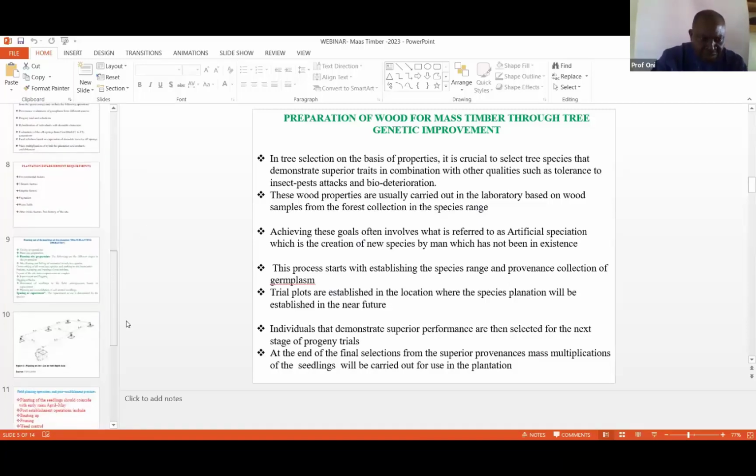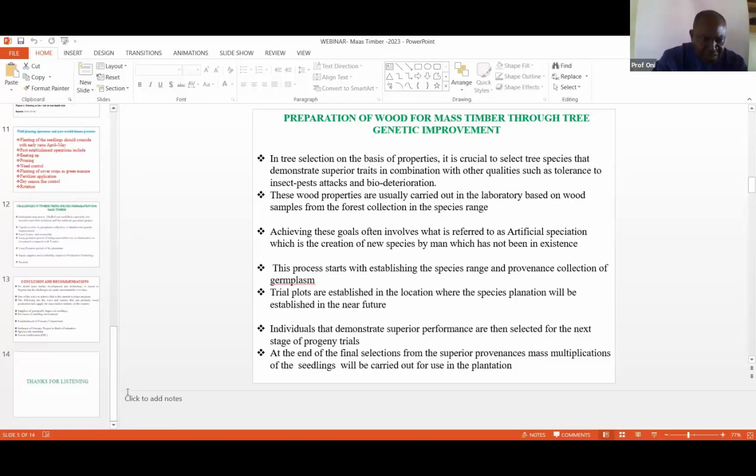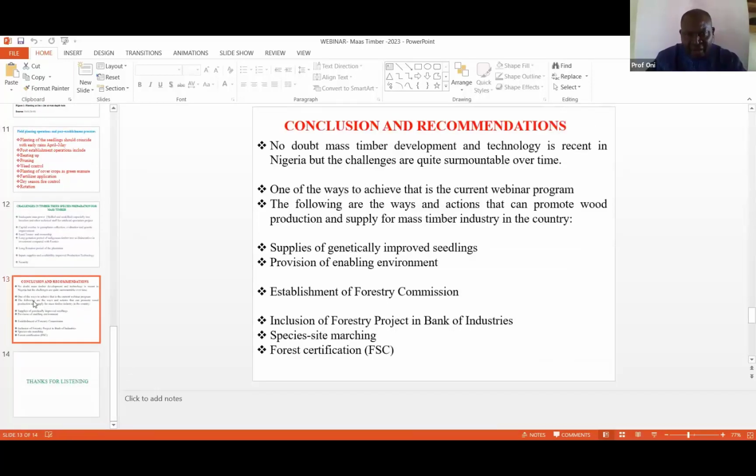Yes, under the conclusion and recommendation, I said that no doubt mass timber development and technology is a recent thing in Nigeria, but the challenges are quite surmountable over time. One of the ways to achieve this is this current webinar, which I've mentioned. And the next thing is creating more awareness at the level of various people, especially those who have established plantations, so that they can factor in supply of timber for the mass timber industry.